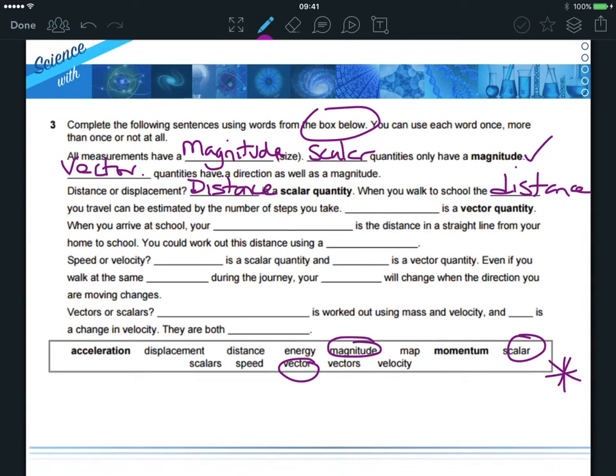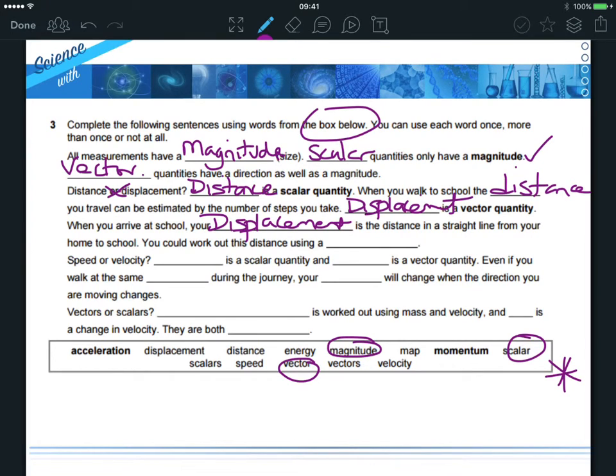Then we've got something is a vector quantity. Now I'm assuming we're going to talk about displacement based on this statement up here. So displacement is a vector quantity. When you arrive at school, your blank is the distance in a straight line from your home to school. Now that's the definition of displacement, the shortest distance in a straight line between where you started and where you end up. So that again is going to be displacement.